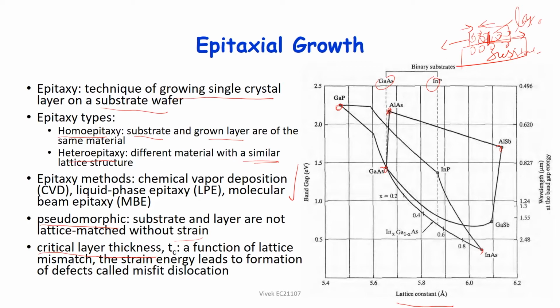Now there are different methods to do the epitaxial growth. There is chemical vapor deposition, liquid phase epitaxy, and molecular beam epitaxy. Here you should note that there is a slight difference between deposition and epitaxy. Epitaxy is usually used for single crystal, and deposition is a more general term. So you can deposit on polycrystalline or amorphous material also, but for single crystal, the term we use is epitaxy.